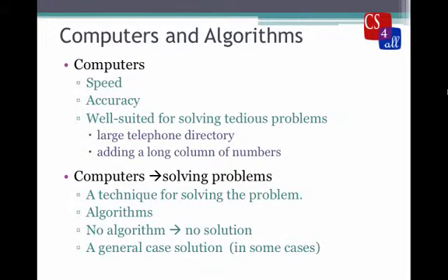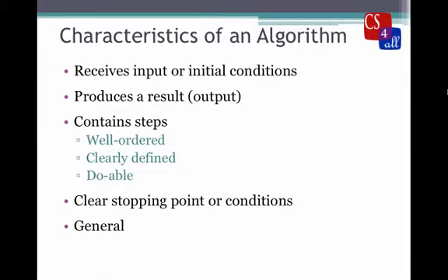So computers have a number of characteristics that make them uniquely suited to solve algorithms. Their speed and accuracy, and the fact that they're well suited to solve tedious problems like searching in a large telephone directory or entering a large column of numbers. Actually, computers are problem-solving machines. So once you develop that technique for solving the problem, once you develop that algorithm, the computer can use the algorithm and solve your problems quickly. But without an algorithm, you don't have a solution. If your algorithm is broad enough, it can solve many different types of problems.